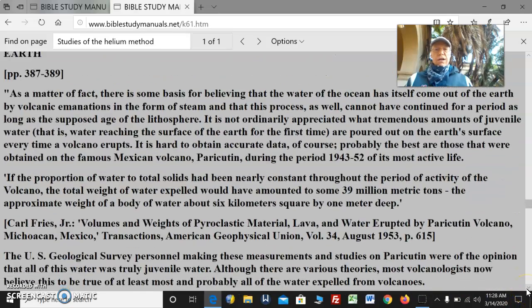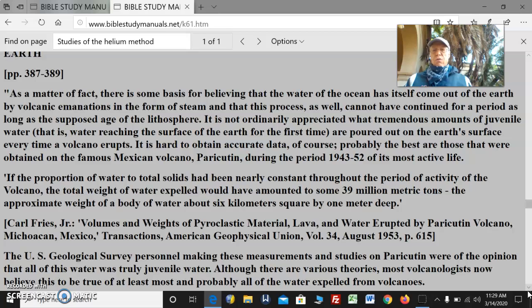It is not ordinarily appreciated that tremendous amounts of juvenile water, that is, water reaching the surface of the Earth for the first time, are poured out on this Earth's surface every time a volcano erupts. It is hard to obtain accurate data, of course. Probably the best are those that were obtained on the famous Mexican volcano Pt92 during the period 1943 to 52 of its most active life.